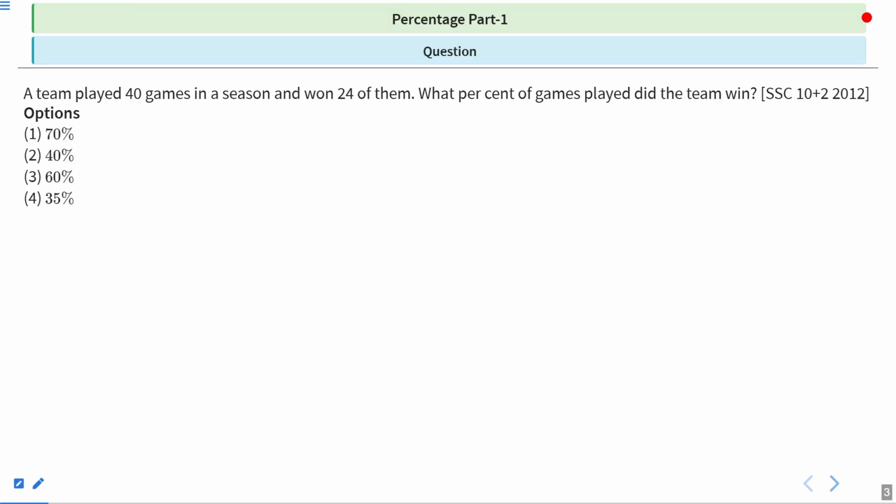Now, see the question. A team played 40 games in a season and won 24 of them. What percent of games played did the team win? This question was asked in SSC 10+2 in 2012. There are four options: A is 70%, B is 40%, C is 60%, and D is 35%. Now you have 10 seconds to analyze the question. Your time starts now.